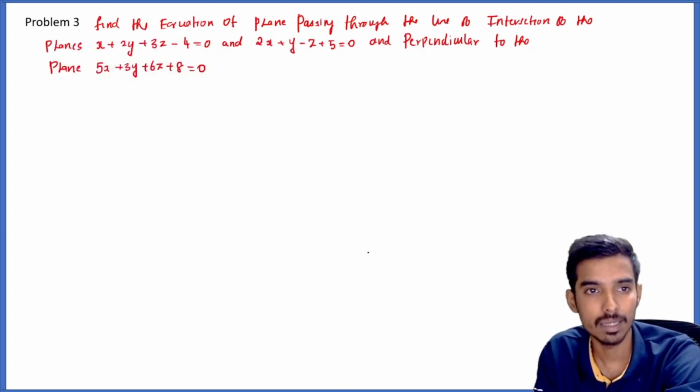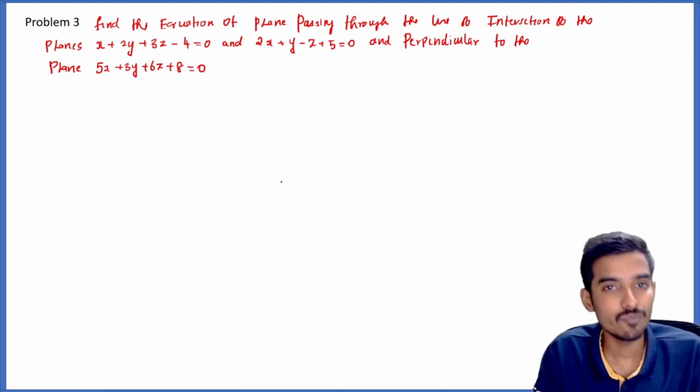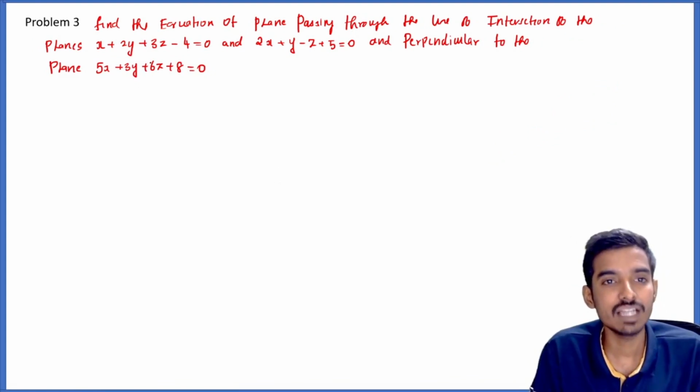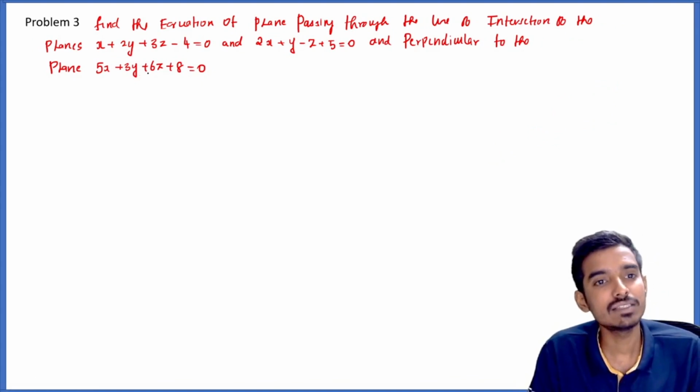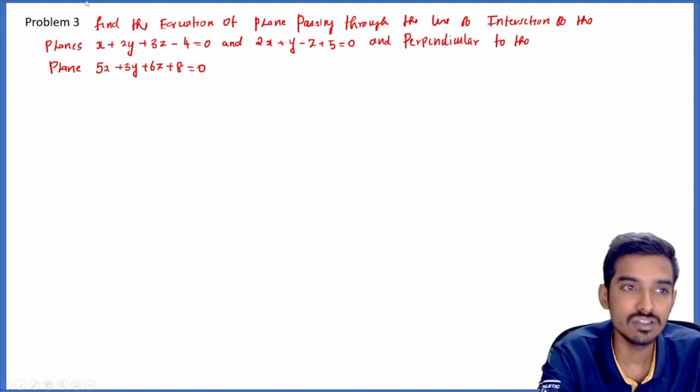Okay, and on to problem number 3. To find an equation of plane through the line of intersection of these two planes and perpendicular to 5x plus 3y plus 6z plus 8 is equal to 0, right?